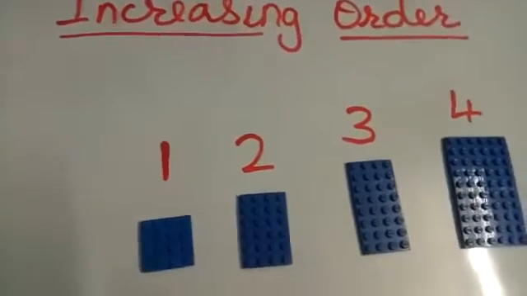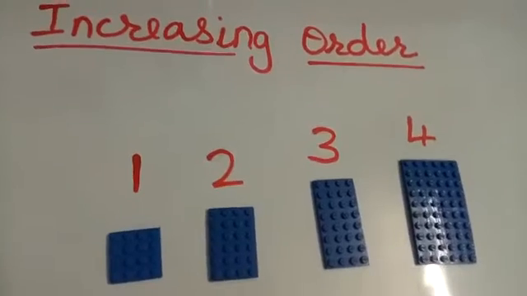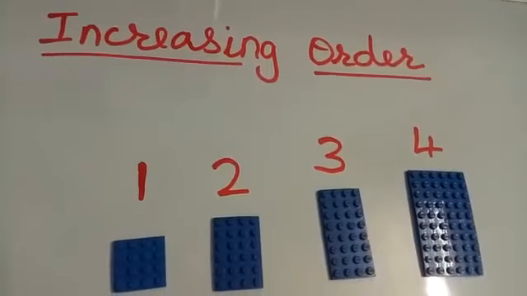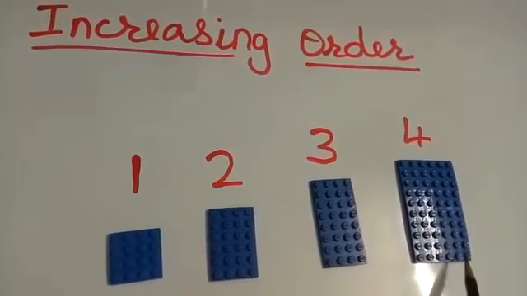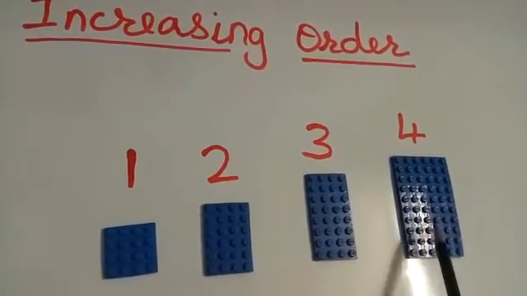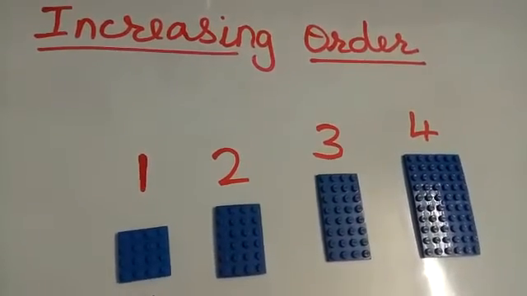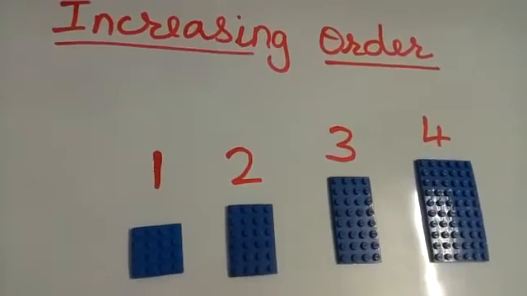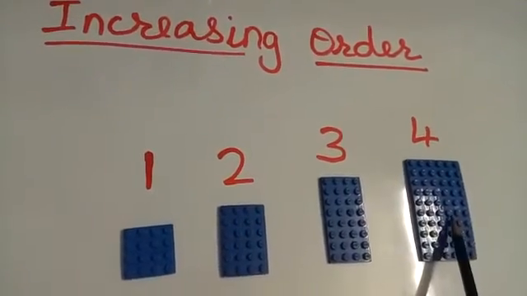For example, you can see here blocks are there: smallest one, then big, more big, and then bigger. सबसे छोटा, उससे बड़ा and then सबसे बड़ा. Okay, so in increasing order we have to arrange from smaller to larger, from smaller to bigger. 1, 2, 3 and 4.